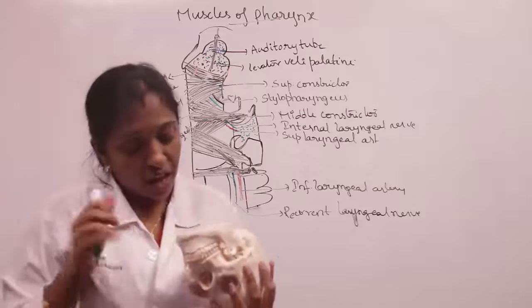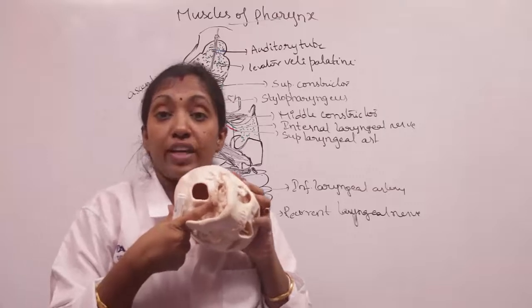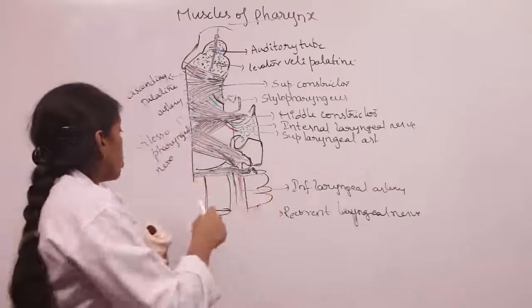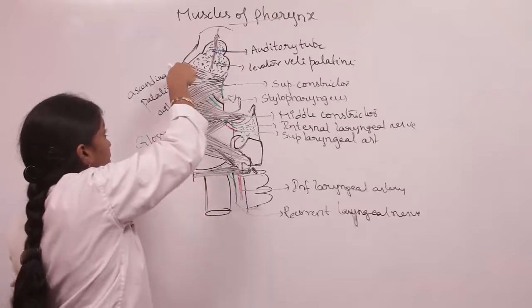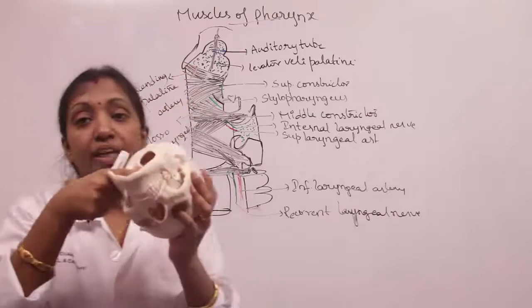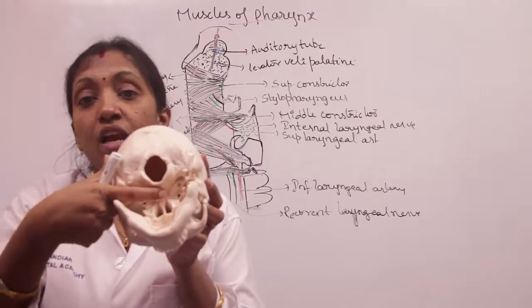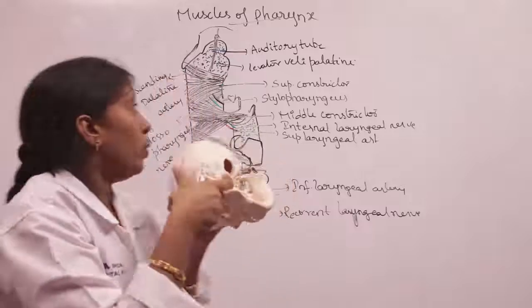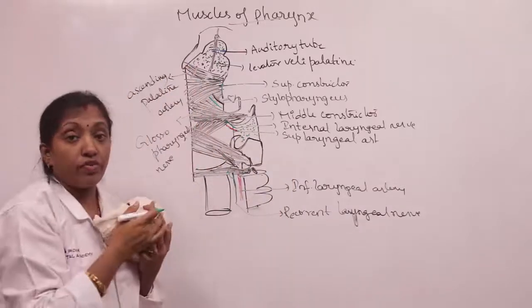So here is the pharyngeal tubercle. We can see the pharyngeal tubercle here, and the median raphe extends from the pharyngeal tubercle to the pharyngoesophageal junction. So the median raphe, above, is attached to the pharyngeal tubercle and it extends up to the pharyngoesophageal junction.